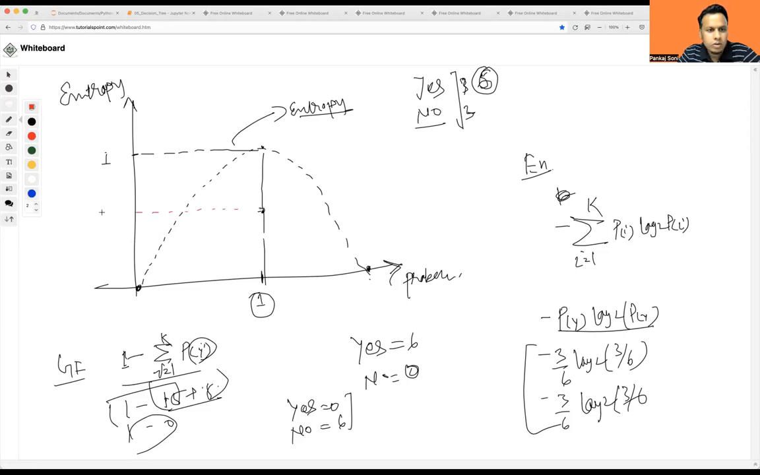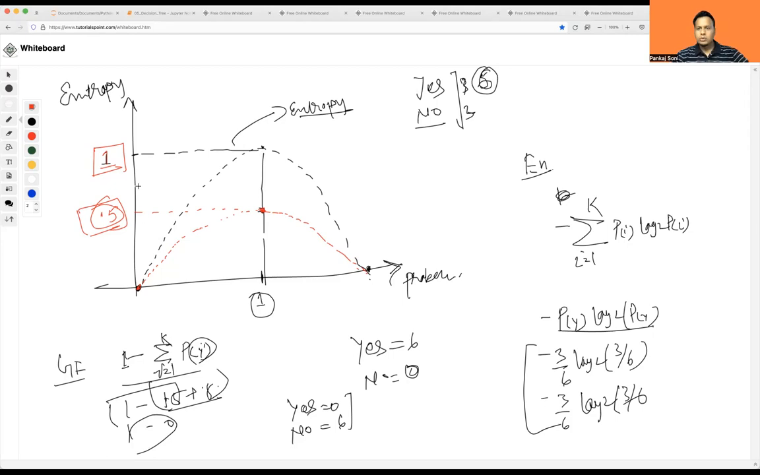Let's say you have only one category, a pure node, where the Gini index will be 0. The moment both classes are equal, it is going to be high, and when one goes up and another goes down, you are going to get 0. So the Gini index scale will be maximum 0.5, and for entropy you are going to get maximum 1. This is the main difference between Gini and entropy.